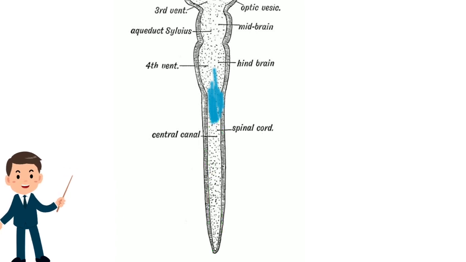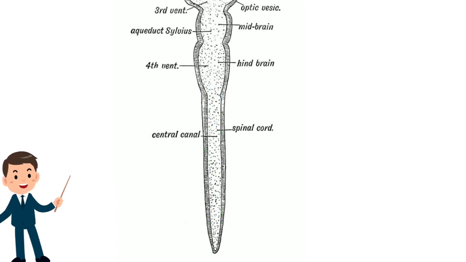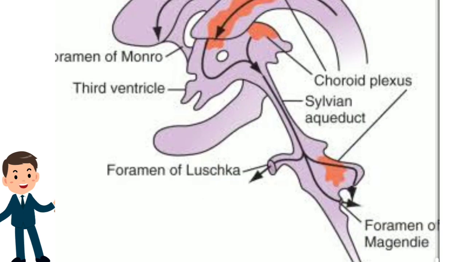Due to rupture of the roof, the fourth ventricle communicates with the subarachnoid space through the foramina of Luschka and one central foramen, that is the foramen of Magendie. That's all about the ventricles.